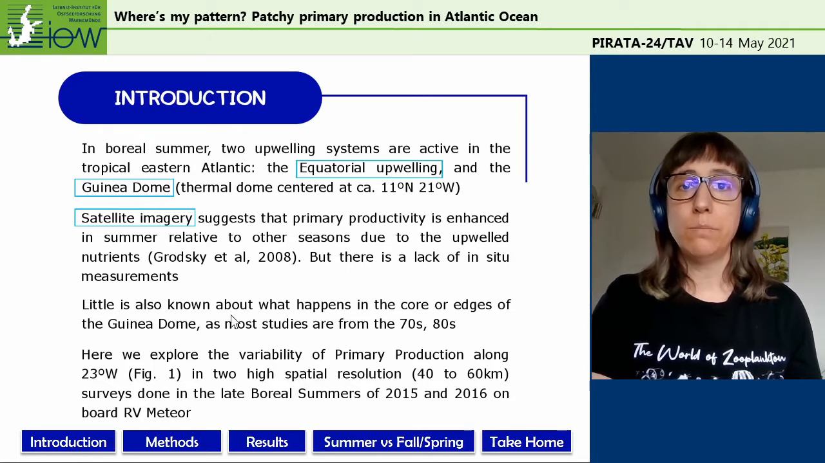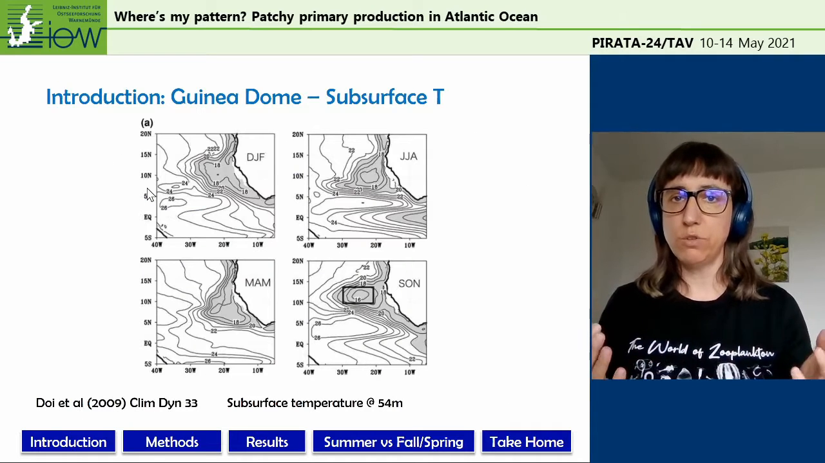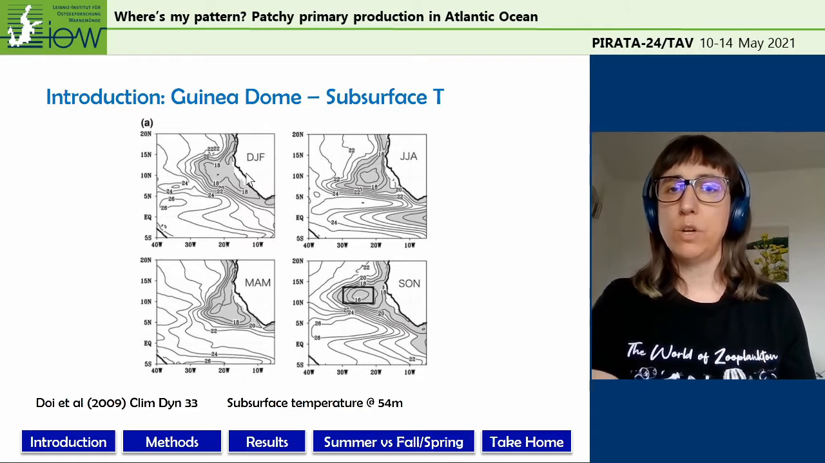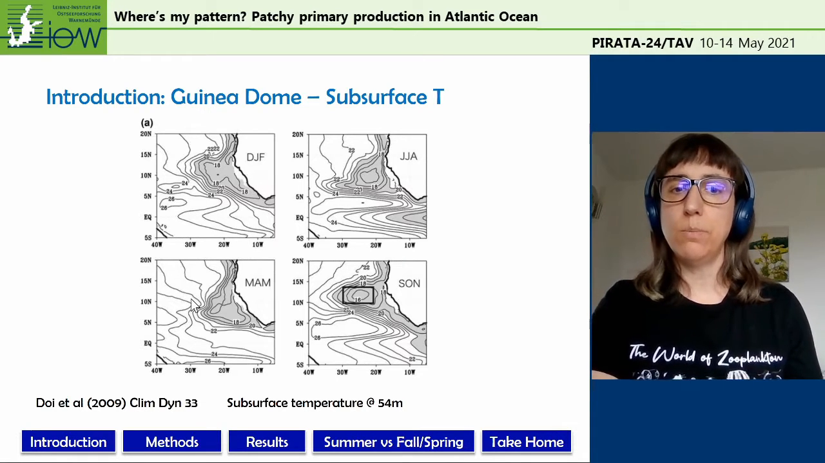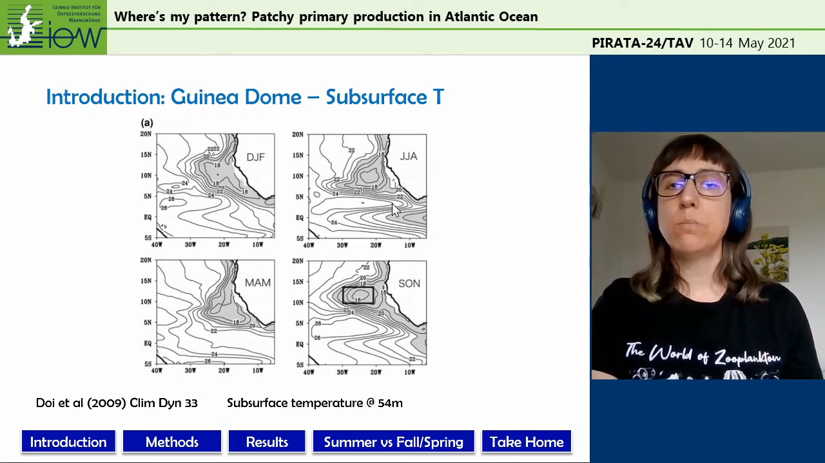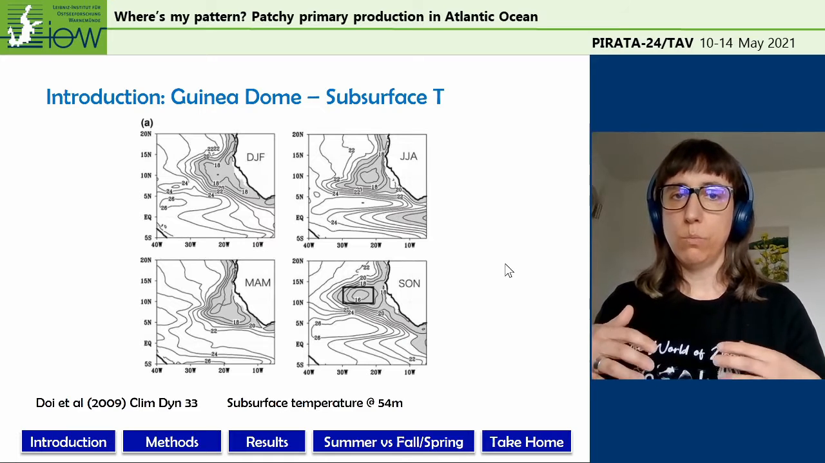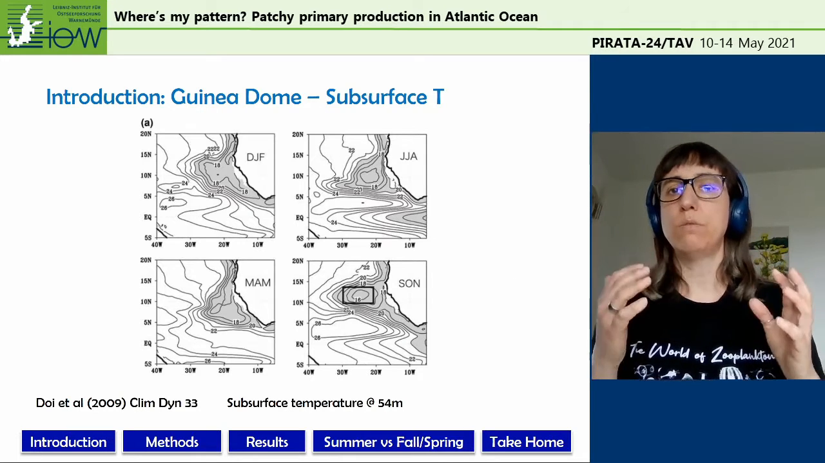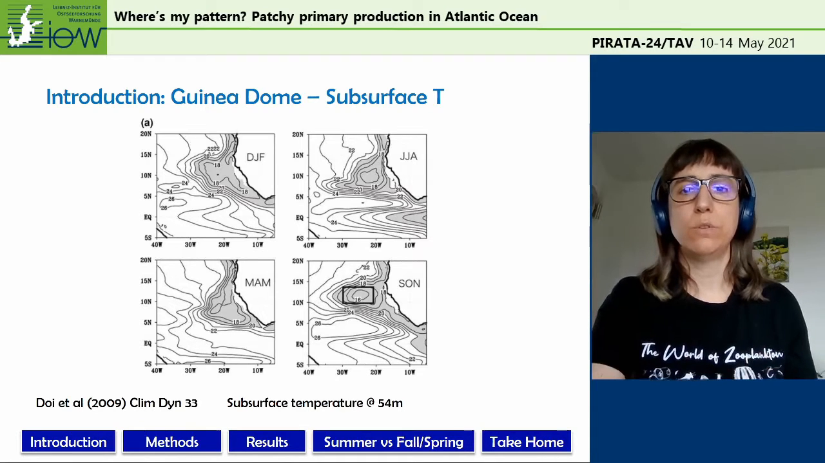Then we have the Guinea dome. The Guinea dome is a thermal dome, and it has a surface structure that's not evident throughout the year. We can see here that in December, January, and February it is not evident, it starts to develop in March, April, May, and it's completely developed in June, July, August, September, October, November. What it produces is a general uplift of shallow isotherms that could maybe bring nutrients into surface waters.